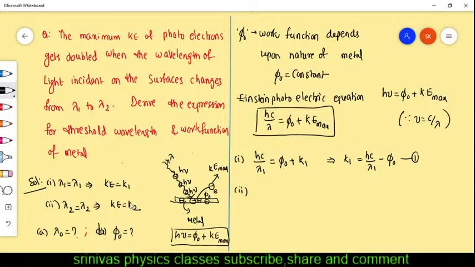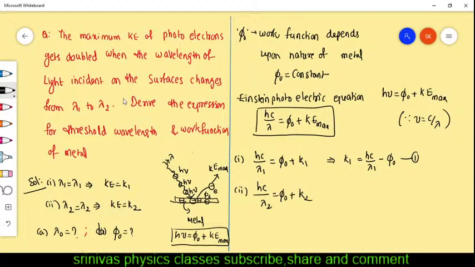For the second case, we can apply hc by lambda 2, since the wavelength becomes lambda 2 here. The work function does not change. The kinetic energy now becomes K2. Now here we have to write the K2 formula: hc by lambda 2. But there is no need of the K2 formula.